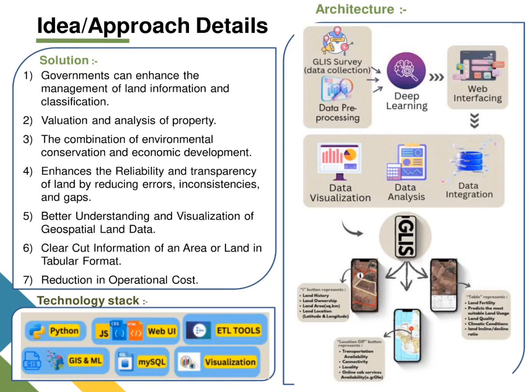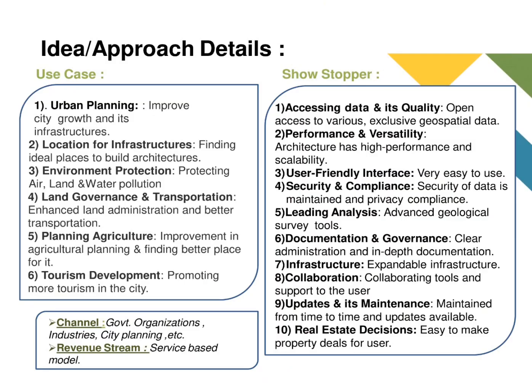Next, we'll also be providing location services, like transportation services, connectivity, locality, and online cab service availability. Through this, it will help us know whether the location has a development ratio or not, and it will help us in urban planning. Next, we'll be providing the data in a table in tabular format, which will include land fertility, prediction of the most suitable land usage, land quality, climatic conditions, and land incline and decline ratio.